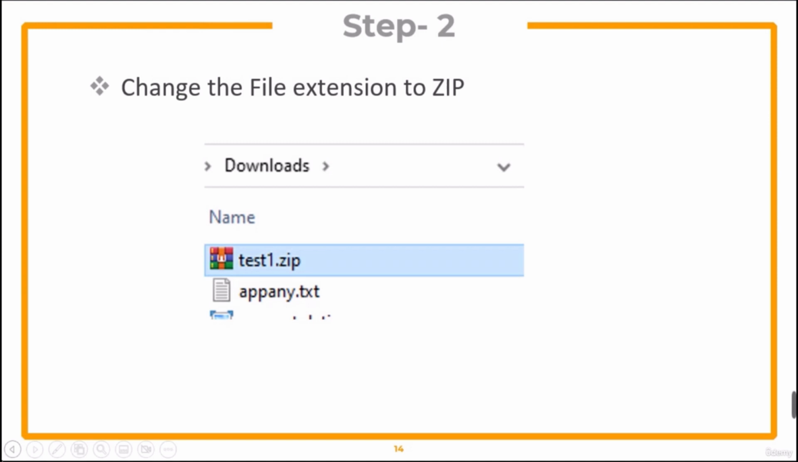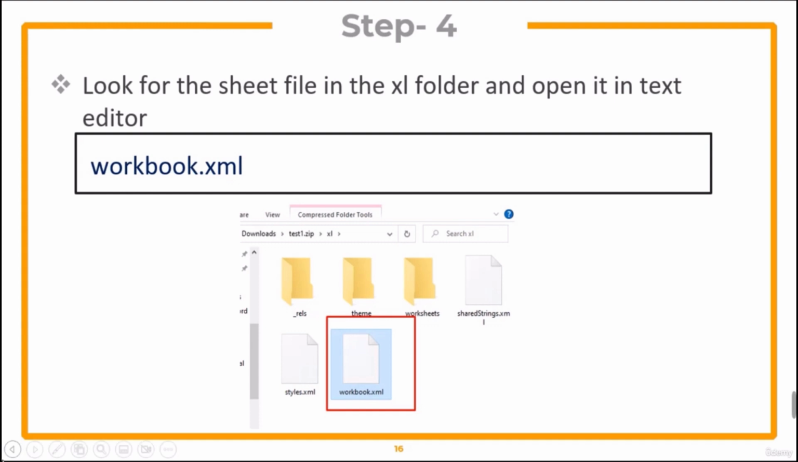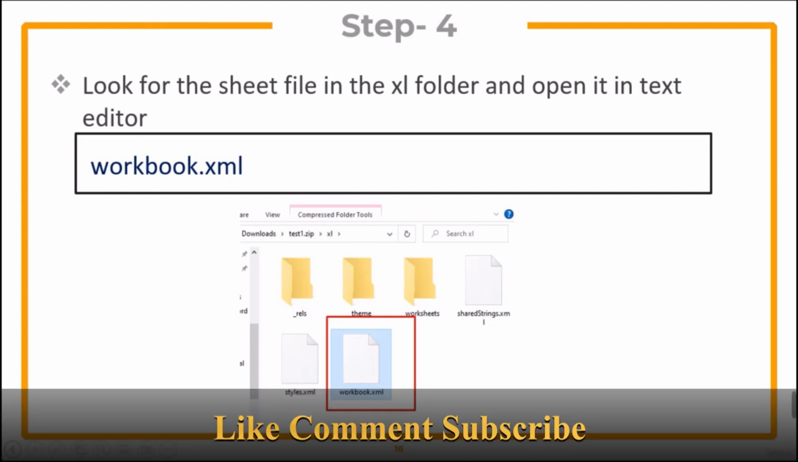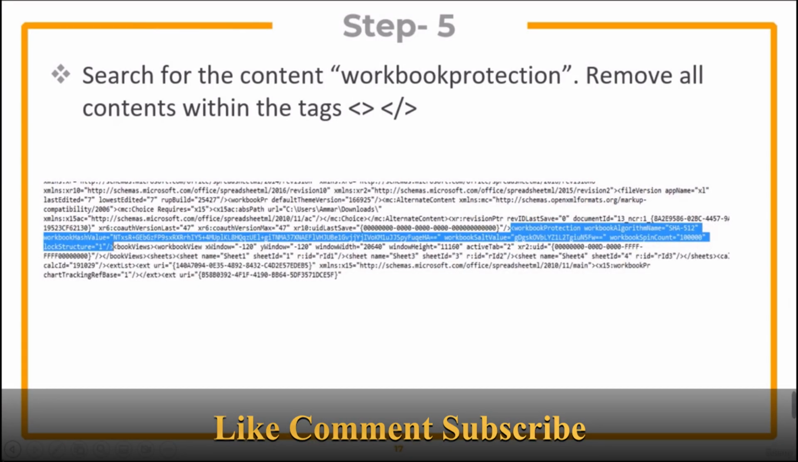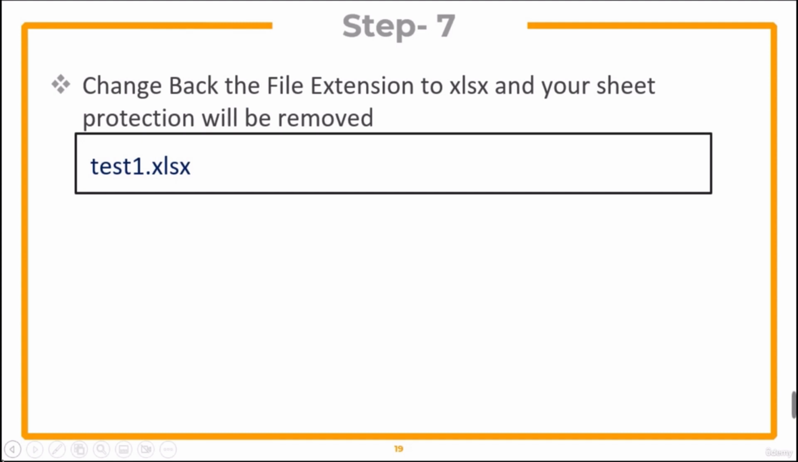Now change the file extension to zip. Open the zip folder in Windows Explorer or WinRAR. Look for the workbook.xml file in the Excel folder and open it in a text editor. Search for the content workbook protection and remove all the contents within the tags. Now save the file separately with the same name and then drag it to the actual archive and replace the original file. Now change back the file extension and your workbook protection will be removed.